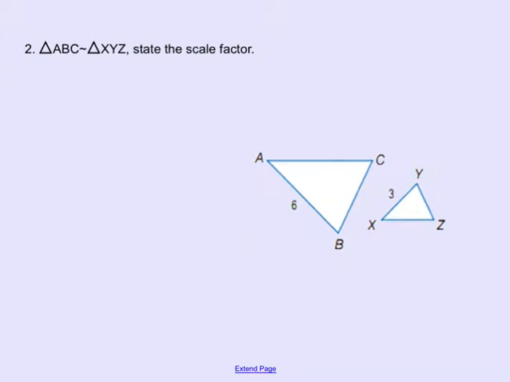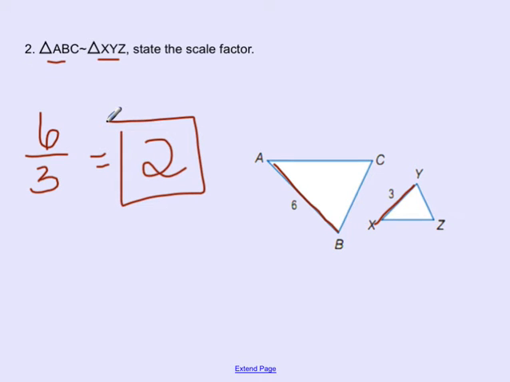Let's take a look at number 2. So for number 2, it says triangle ABC is similar to triangle XYZ. Now state the scale factor. Well, here we know the length of AB, and we know the length of XY. Those two sides, since it's similar, need to be proportional. So let's set up that proportion. I'm going to do AB divided by AC. So 6 divided by 3 is going to give us 2. So all I did was divide two corresponding sides to get my scale factor, which is 2.